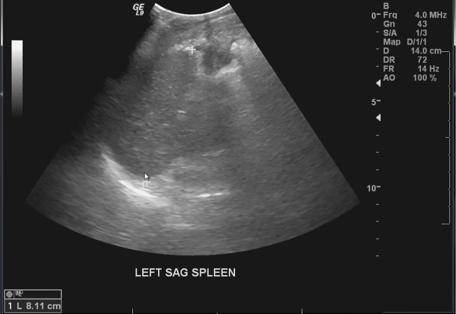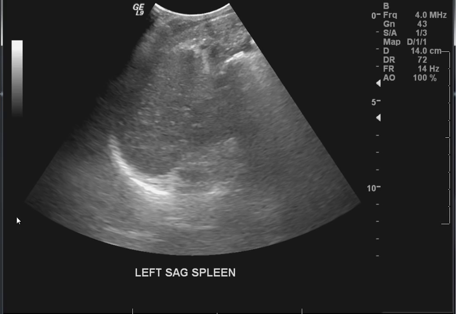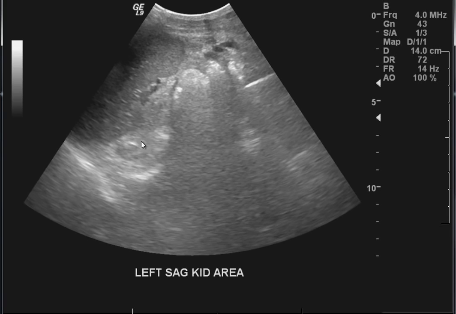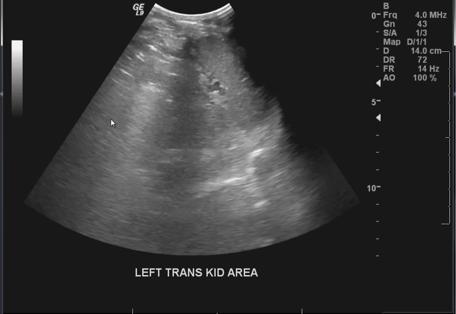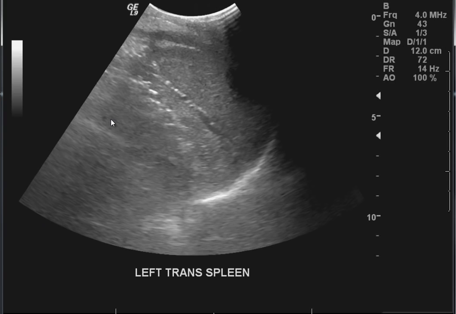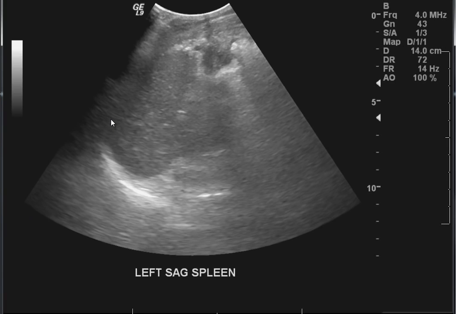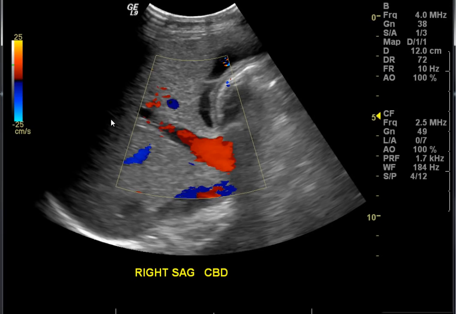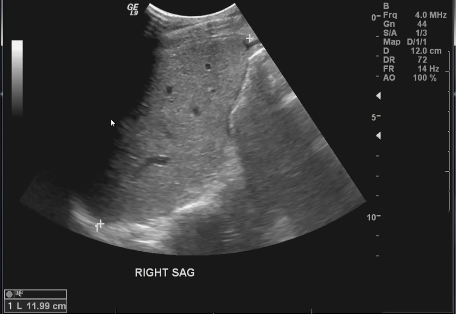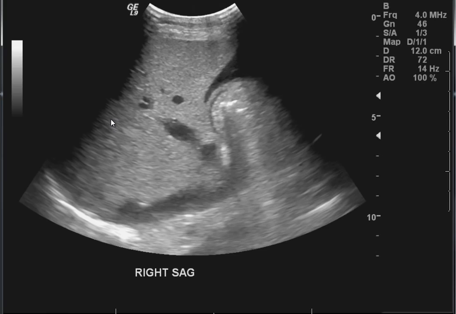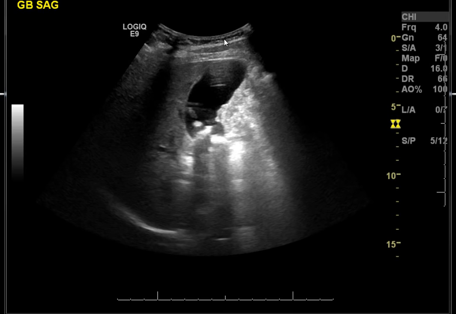The spleen, left upper quadrant, is 8.1 centimeters. We accept the spleen to be 13 centimeters and be normal. The liver, we accept 15 centimeters, and her liver was, I think, 11.9, 12 centimeters.